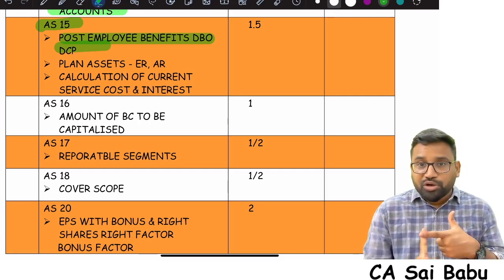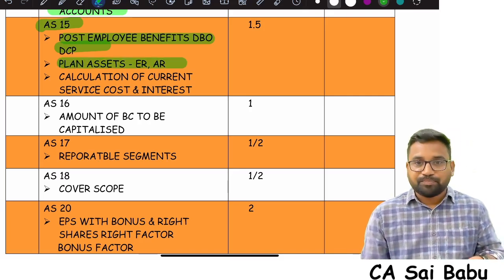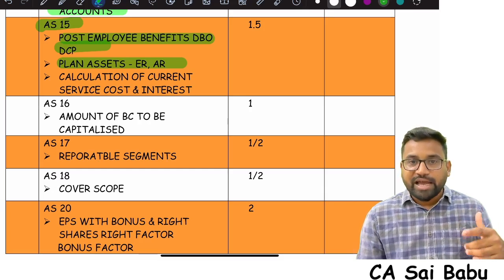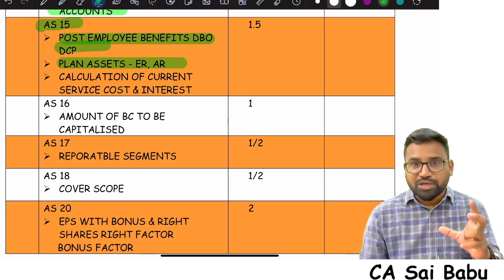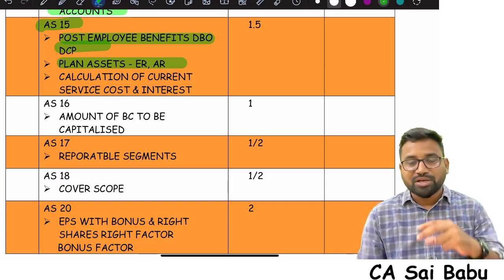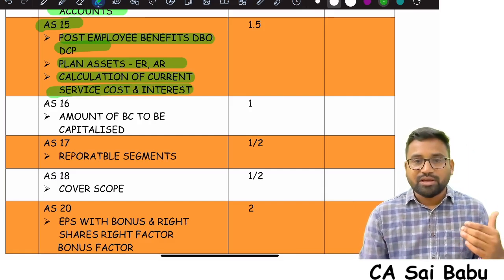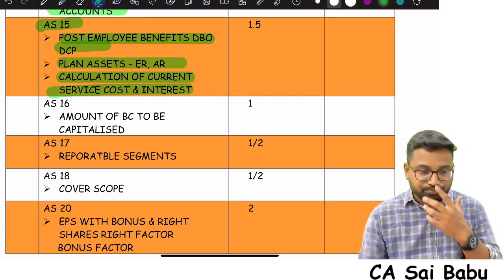And in this one important area, sir, plan assets concept is there. In plan assets, they're asking to calculate expected return and actual return. So that area is very simple. There are 2 questions from the study material, you can solve them. And also how to calculate the current service cost and interest cost in case of defined benefit obligation.